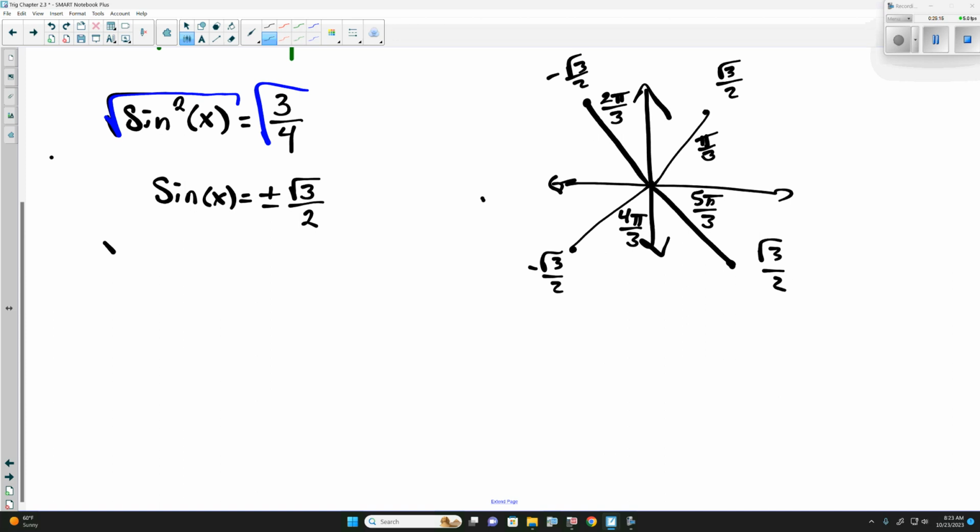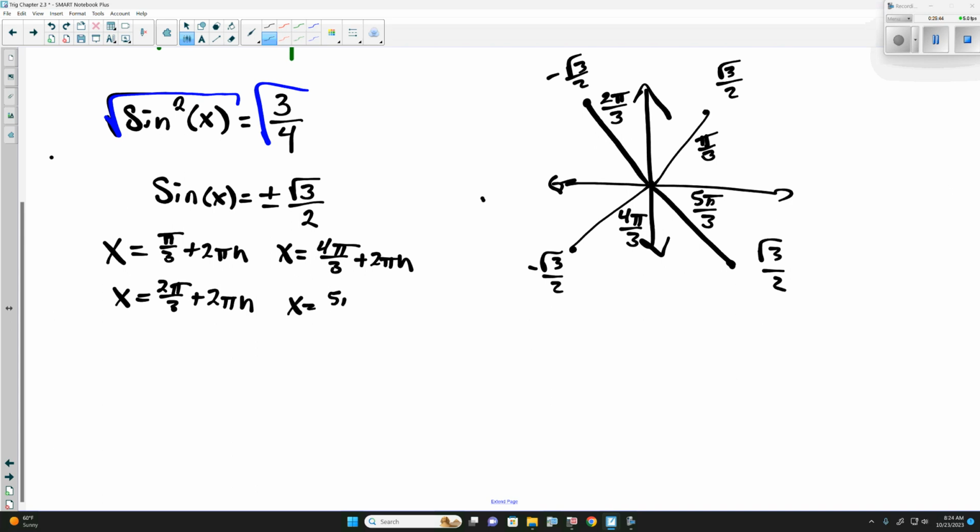Now, we actually want positive and negative, which means we want all four of those. So we have pi over 3 plus 2 pi n, 2 pi over 3 plus 2 pi n, 4 pi over 3 plus 2 pi n, and 5 pi over 3 plus 2 pi n.